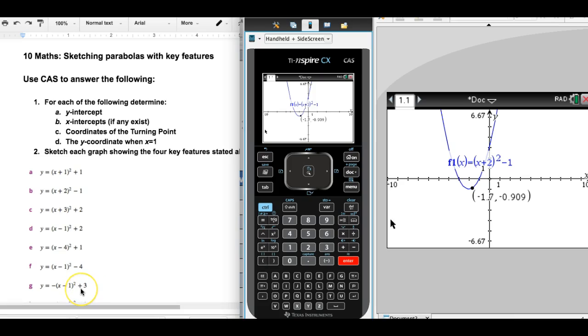G, we've got a positive here, but we've also got a negative here. So this one actually crosses the x-axis, and we might do this one next as another example. Okay, so let's move on.